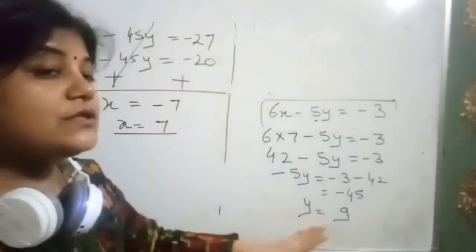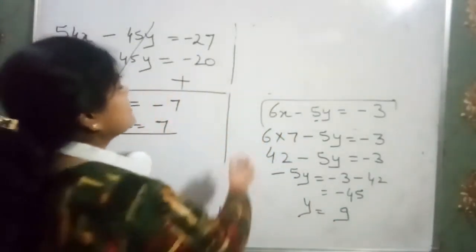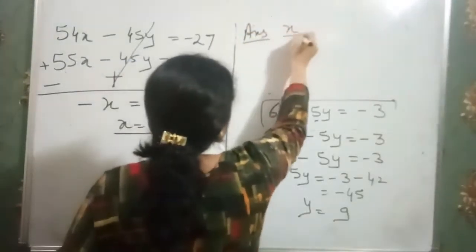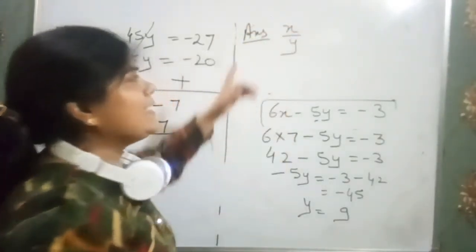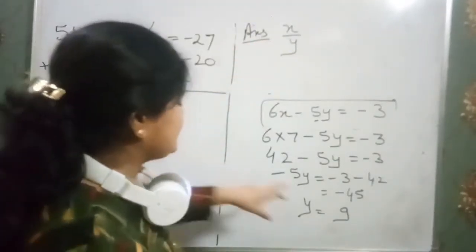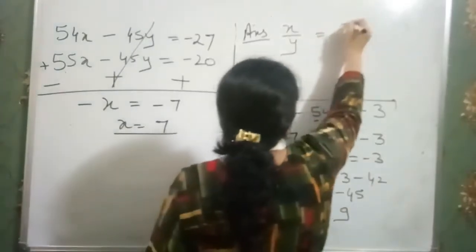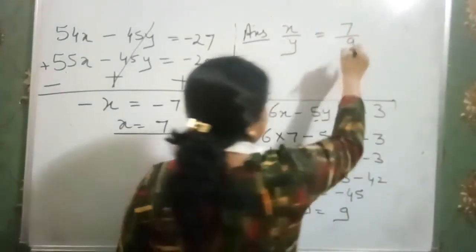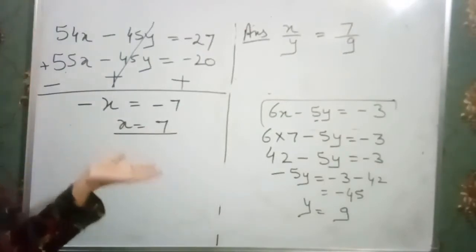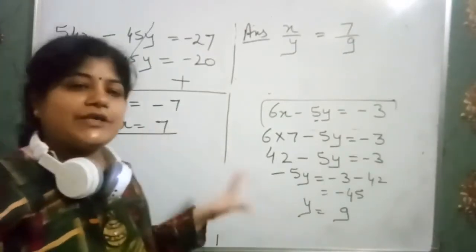Okay. Now this is not the answer. Our answer should be in the form of a fraction, that is x over y, because we take x as numerator and y as denominator. So we write 7 over 9. Don't write 9 over 7. Okay. In this way we do the questions of fractions.